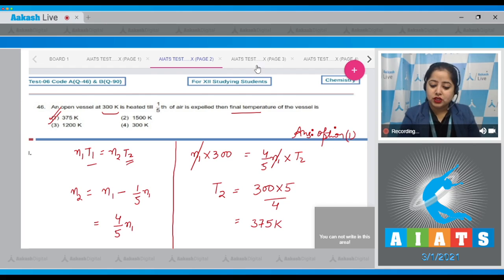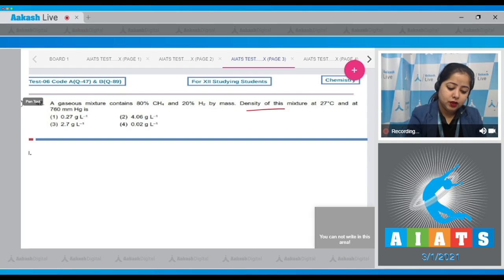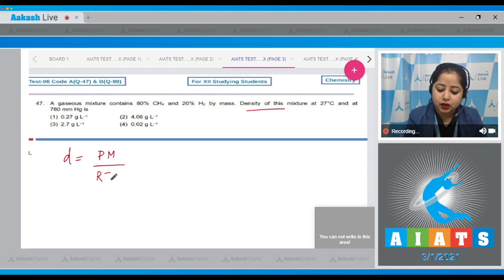Moving to next, which is question number 47. Let's read this. A gaseous mixture contains 80% CH4 and 20% H2 by mass. Density of this mixture at 27 degrees Celsius and at 760 mmHg is. Student, in this question, the formula used is density equals PM upon RT. Here we are given a mixture of CH4 and H2. So here the molar mass used is of the mixture. Here I'm writing molar mass of mixture. So let's calculate the molar mass of mixture.